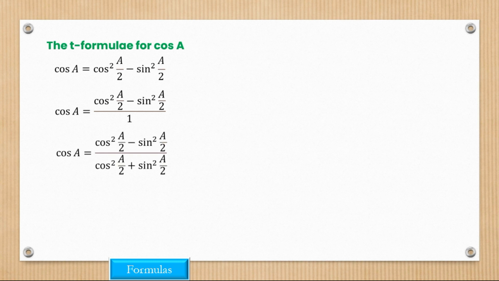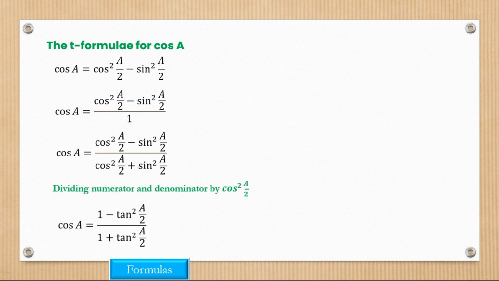Alright, how about the t formula for cos a? We know that cos a is equal to that, so with the same steps, we're going to divide this by 1, and you know that 1 represents cos squared a over 2 plus sine squared a over 2. Then we can divide both numerator and denominator by cos squared a over 2, and we end up with something like that. So for half angles, t is equal to tan a over 2, and then we have cos a as being (1 minus t squared) over (1 plus t squared), where the t means tan a over 2. Okay, so that's it for the half angles.